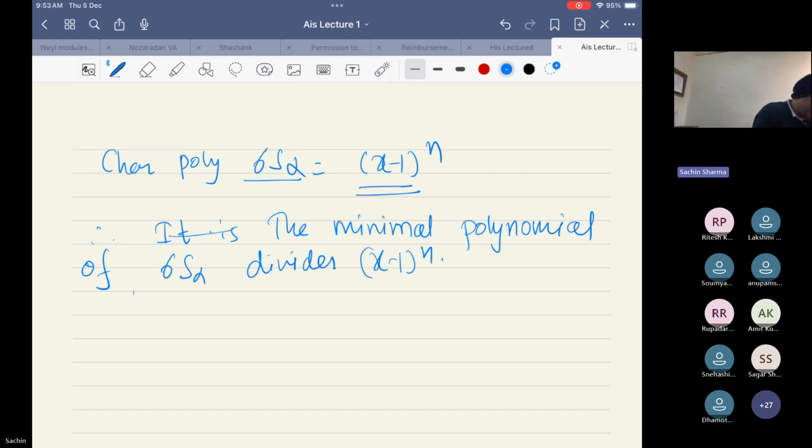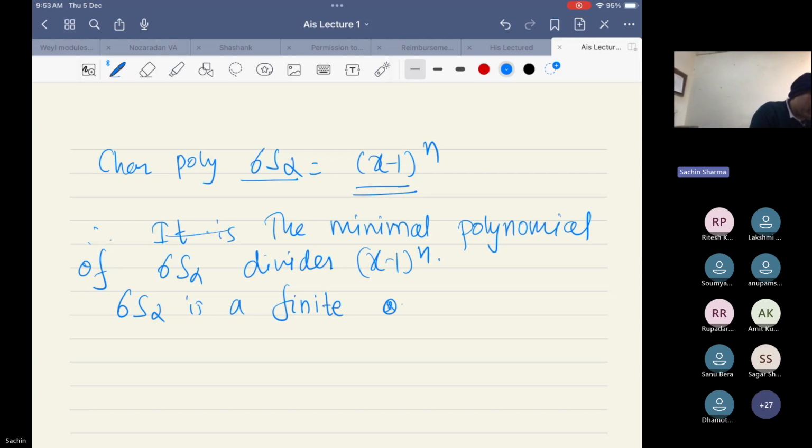Do you see that? On R alpha, sigma composed with S alpha is identity. So that means the minimal polynomial divides x minus 1. No, on R alpha, no. On V you should have. You understand? Oh, okay. Be careful. But sigma S alpha is a finite order linear operator. Why is it so?